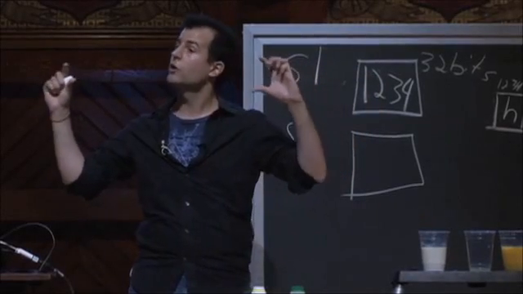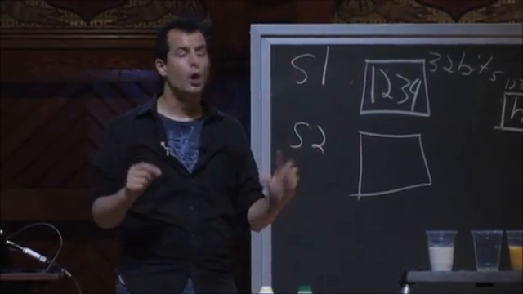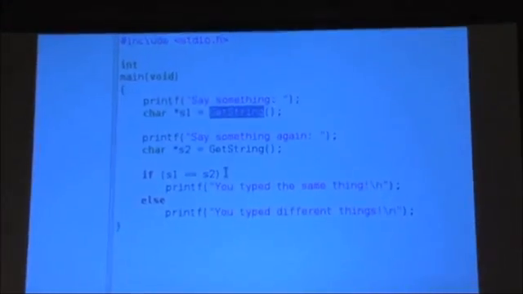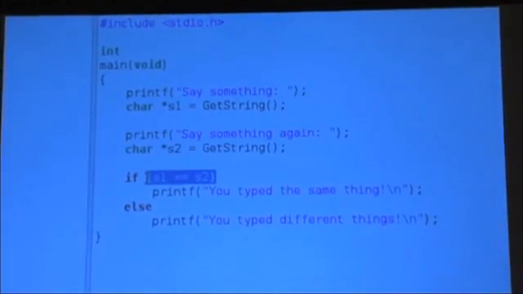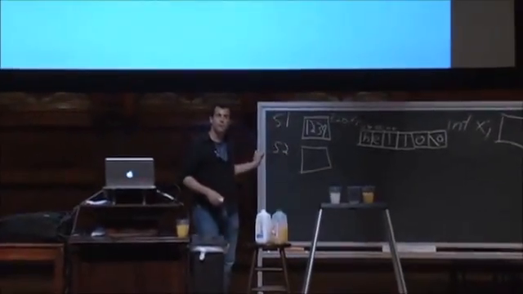See some text, a string of text on the screen. So now back to the flawed program. This S1 equals S2, what is it really doing then, if we now understand what's going on underneath the hood? What's it comparing?